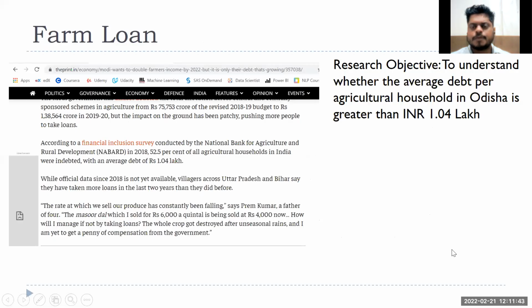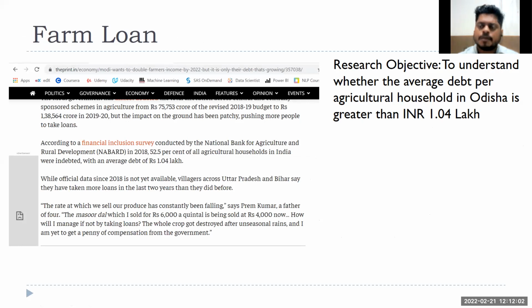So a lot of discussions are happening regarding farm loans, right? Farmers are taking loans, right? So if I want to make a study on Odisha, what is the loan amount on average for farmers or the households who are carrying out these farming activities? What is the average farm loan?